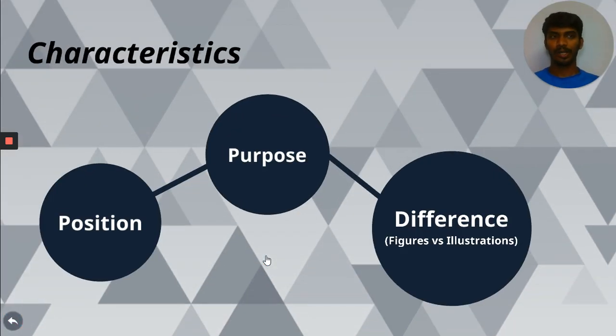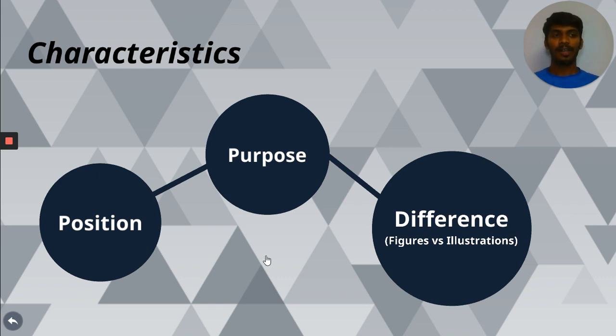Characteristics: the position. The list of illustrations comes after the contents page and before the introduction. Purpose: the purpose of the list of illustrations is basically to let the reader know the kind of illustrations he or she will find in every single page.